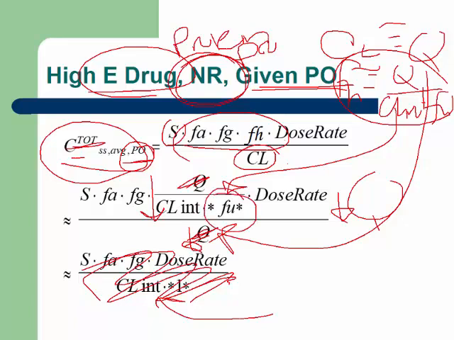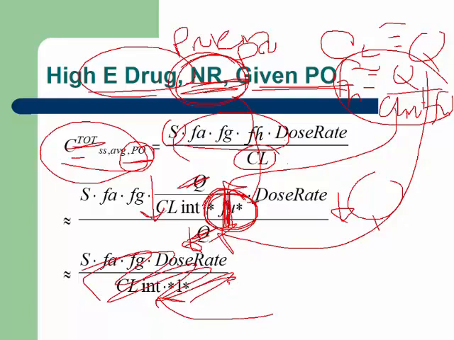Now, I have these little stars by the fraction unbound. This is the trickiest part, I think. This fraction unbound, I have these stars by these because if you have a non-restrictively cleared drug, remember the liver sees all the drug as being free. The liver sees both the bound and the unbound drug as being able to be metabolized. So it sees it all as free. So when you're talking about a non-restrictive drug, as it comes into the liver, this fraction unbound becomes really like 1 to the liver.